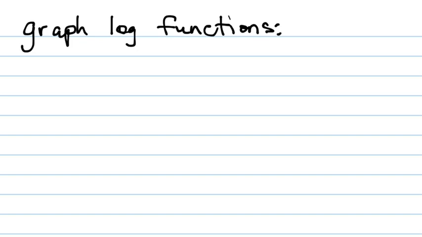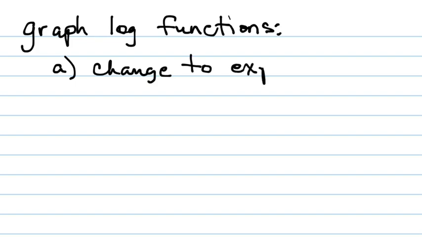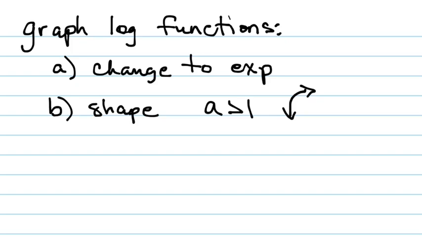When we're talking about these, remember that they're just exponents. So your first step is to change it to an exponent. Okay? Your second step is to think about the shape. Remember that if the base, a, is greater than 1, that means it's going to be going up like that, right? And if the base is between 0 and 1, fraction or decimal, that means that it's going to be doing that downward thing. Okay?